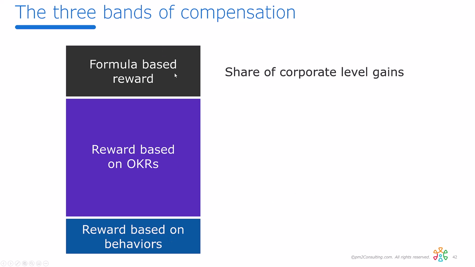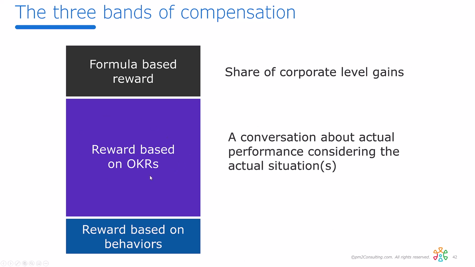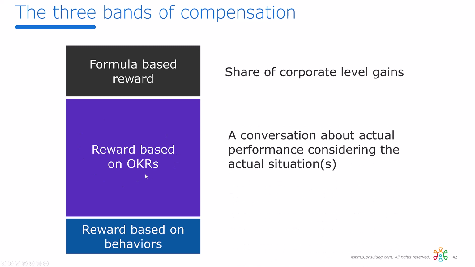So the formula-based is simply whatever pool you choose to allocate and a formula to allocate that out. The reward based on OKRs is more about a conversation about the actual performance. And so this is where the reality and the tough training for your leaders come in, because the idea is maybe, using the Google example, a 70% performance is still good. Maybe given that market, that economy and situation, 70% is awesome.